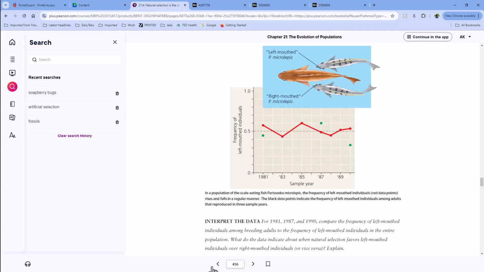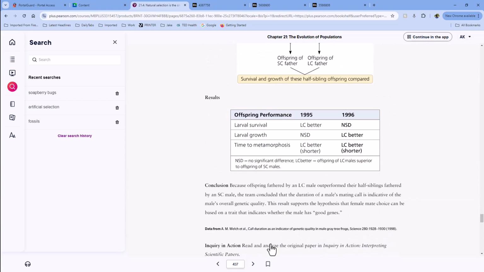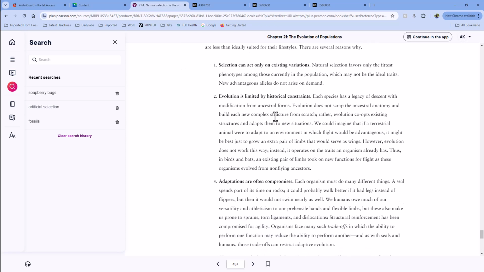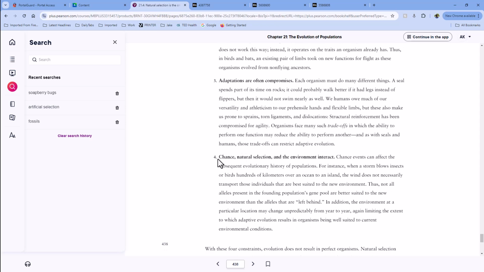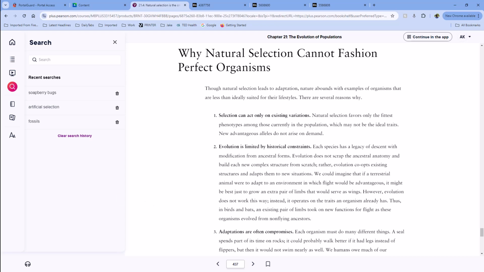And then why does natural selection not create the perfect organism? It's because our environments are always changing. And you have a little list in here as to why. Selection can act only on existing variations. Evolution is limited by historical constraints. Adaptations are often compromises, not always the best. And natural selection is chance, and the environment interacts, and the environment is constantly changing. So these are the 4 reasons why natural selection does not always create the perfect organism.